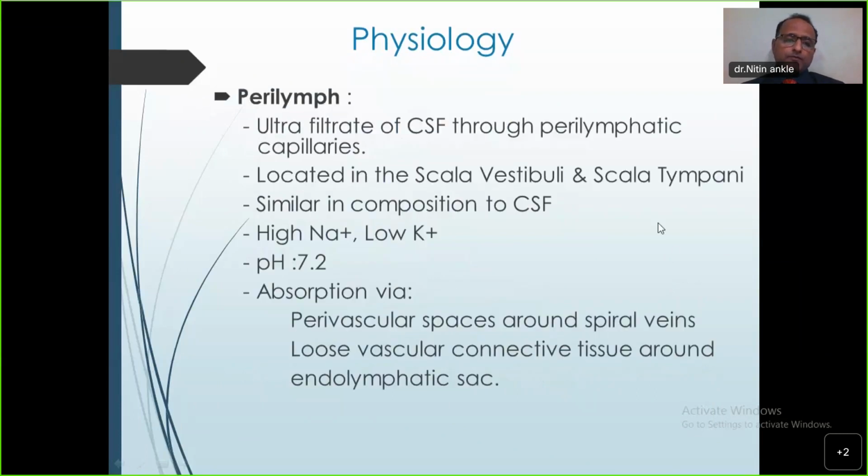Now coming to perilymph. In short, it is an ultrafiltrate of cerebrospinal fluid through the perilymphatic capillaries. It is located in the scala vestibuli and scala tympani. The composition is similar to the CSF, the cerebrospinal fluid. Typically, it has high sodium and low potassium. The pH is around 7.2, and absorption is via the perivascular spaces around the spiral veins and the loose vascular connective tissue around the endolymphatic sac.